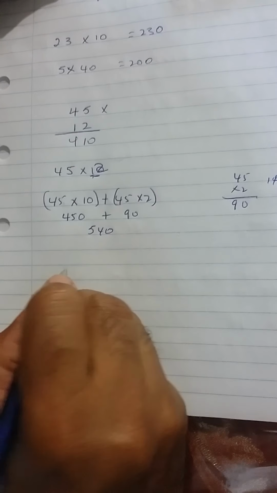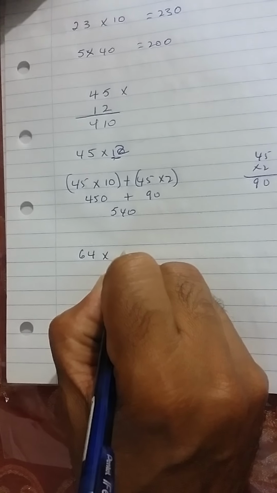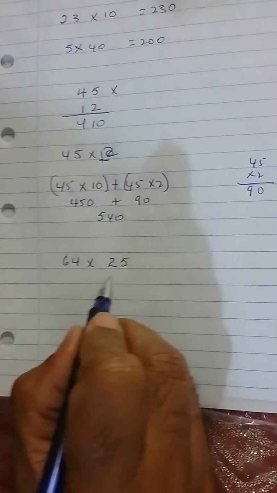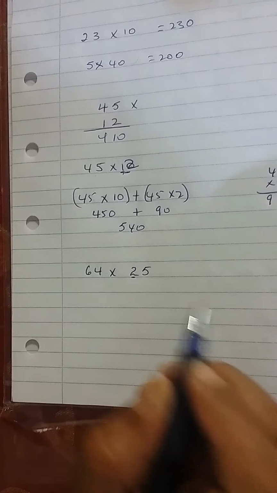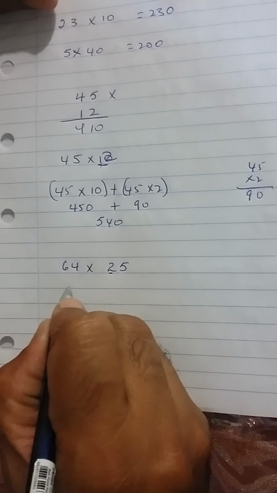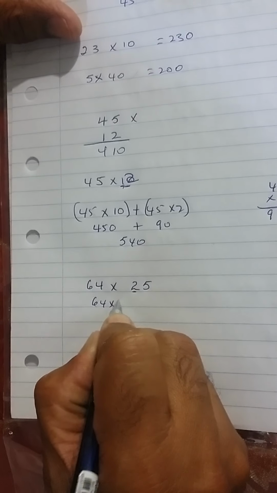Alright, let's try another one. Remember, you have to try to distribute your numbers, okay? So look at it. We want to work 64 times 25. Remember, we have to distribute this. This 2 here is what? 2 tens, 20. So this will easily become 64 times 20.